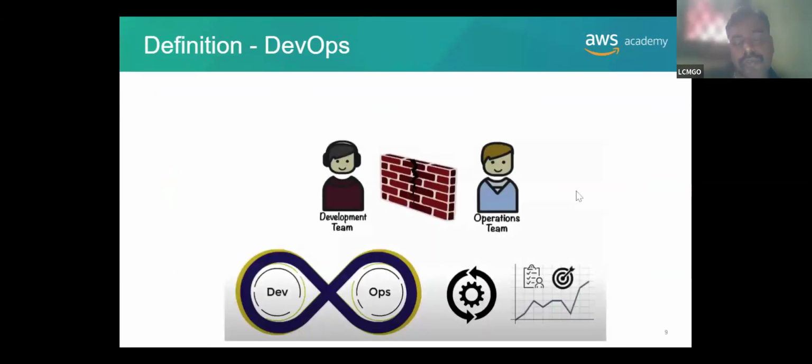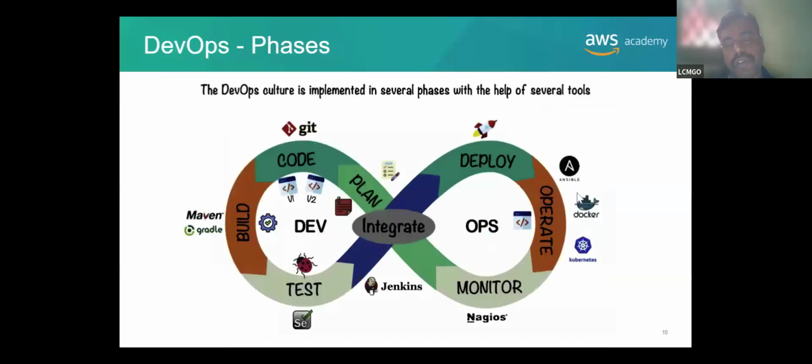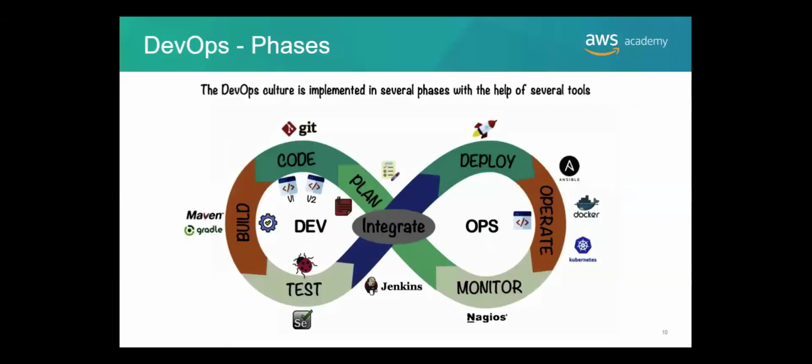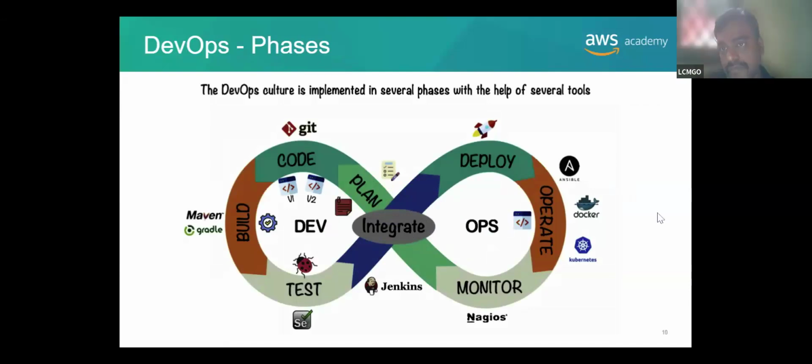And DevOps has phases as well, like SDLC: planning, code, build, test, deploy, operate, and monitor. For all these seven phases, we have a lot of other tools which we are able to use.